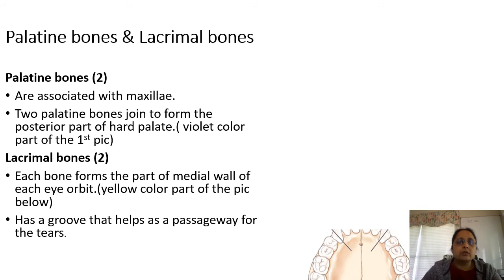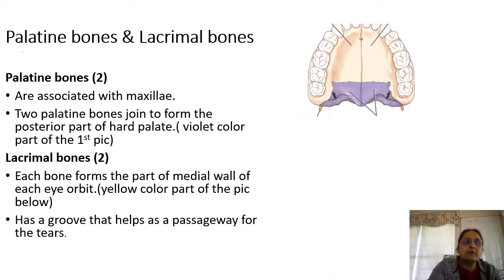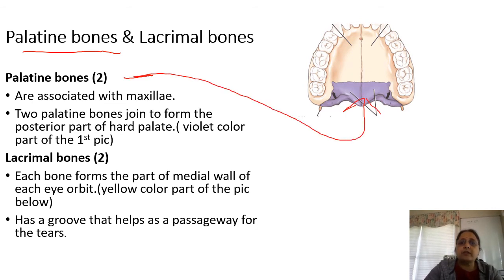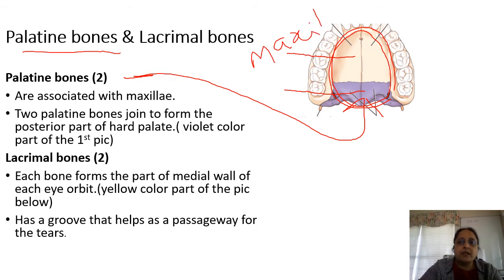So let's move to the next one, palatine bones. These palatine bones are paired structures that are forming the posterior part of the hard palate. So if you see here, this entire part is called the hard palate. This is the anterior part of the hard palate, and this is the posterior part of the hard palate. The anterior part is formed by the maxilla, and the posterior part is formed by the palatine bones.